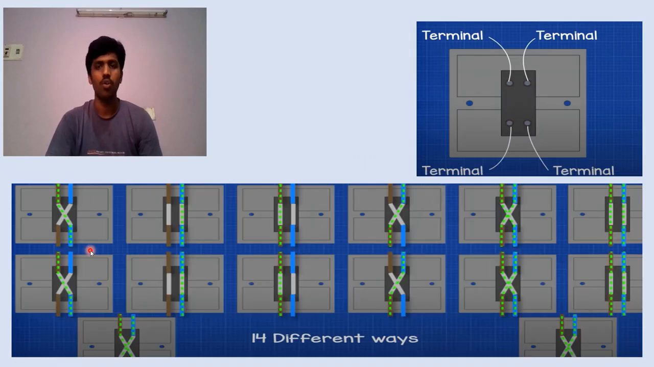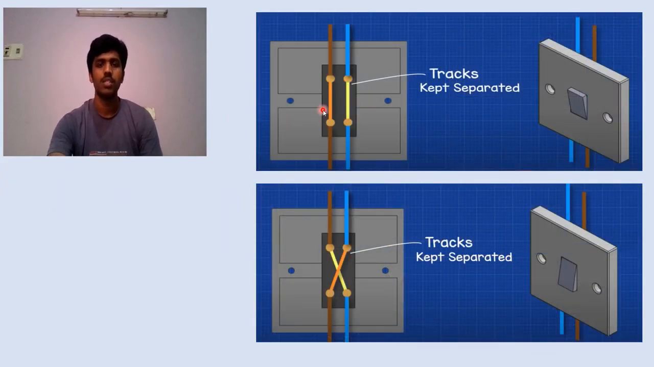And this switch consists of four terminals, and with these four terminals, 14 different ways of connection is possible. This switch consists of a mechanical device which is able to change the direction of track. With this change of direction of track, the current flow will also get changed.